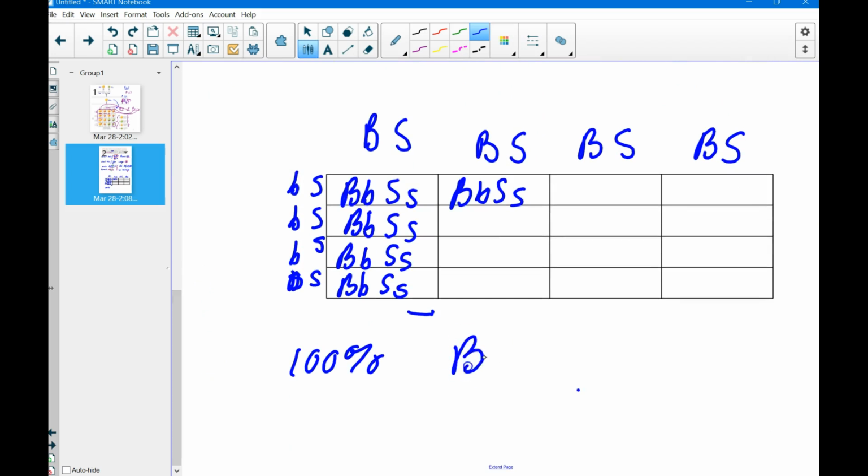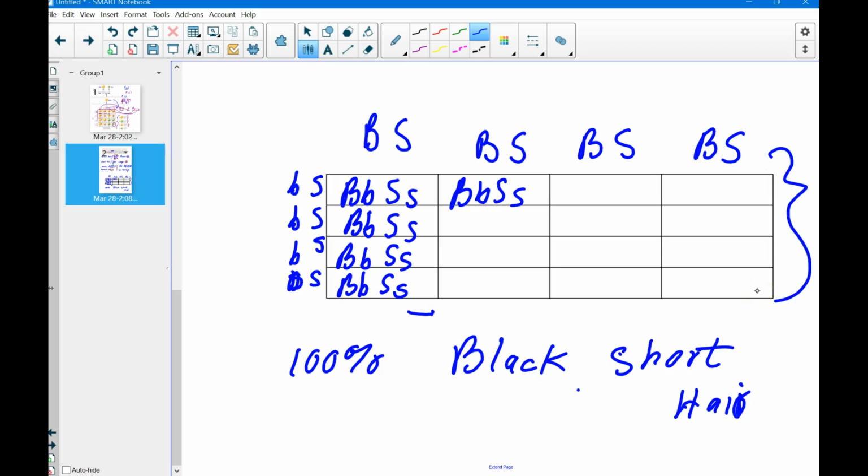black, short hair. And you can finish the Punnett square out for yourself. It's just going to be the same in every square.